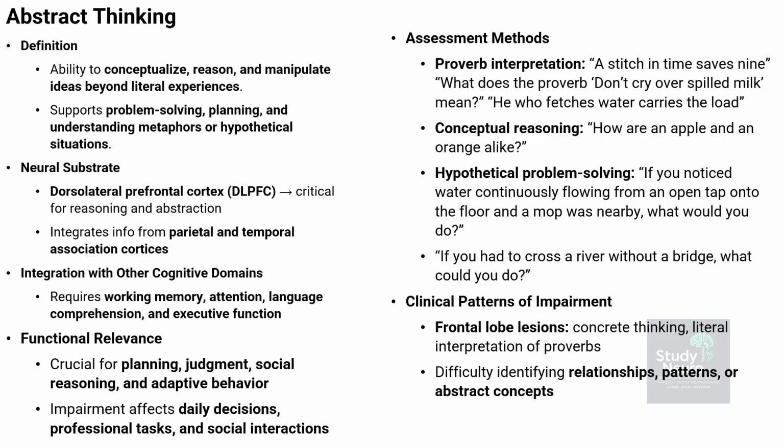Clinically, we can assess abstract thinking by asking patients to interpret proverbs, identify similarities between objects, or solve hypothetical problems. For example, questions like, how are an apple and an orange alike? Or, if water is spilling from a tap and a mop is nearby, what would you do? Reveal their ability to reason beyond the obvious. Frontal lobe damage often leads to concrete thinking, where patients interpret everything literally and have difficulty identifying patterns or relationships.